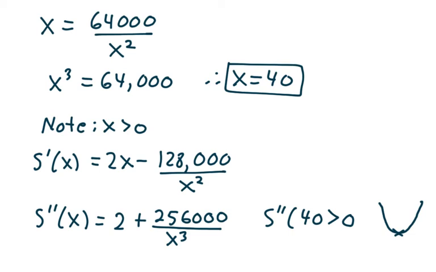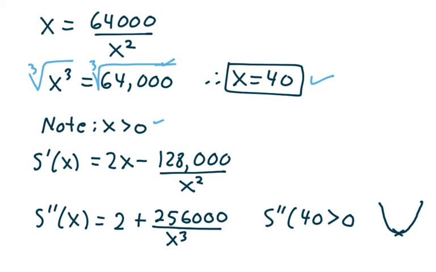So that told me x cubed is 64,000. And then I just take the cube root of both sides, like so, and I get x equal 40. Remember that x is positive, right? We can't have a negative length.